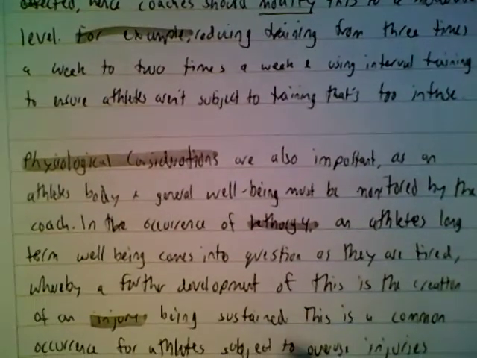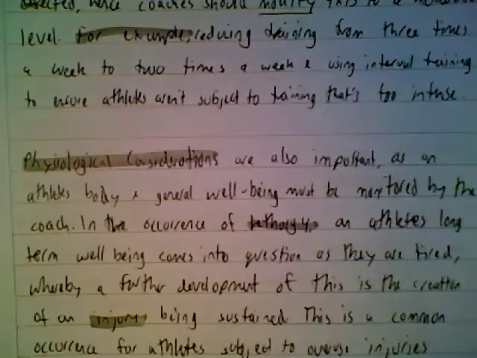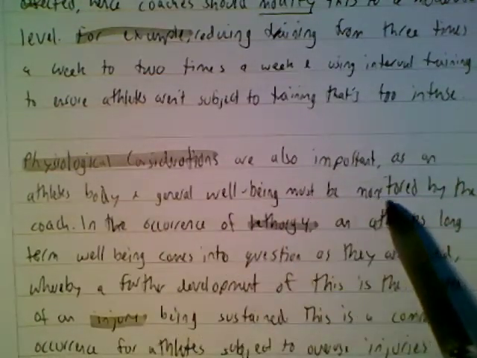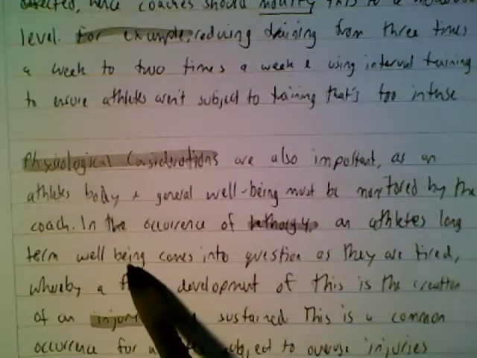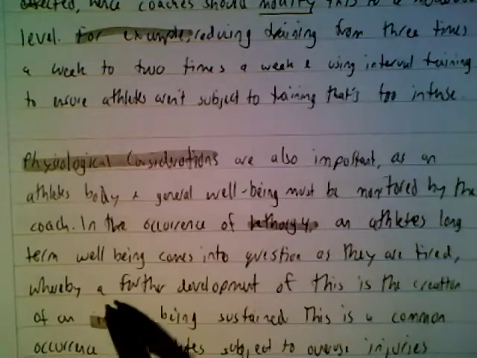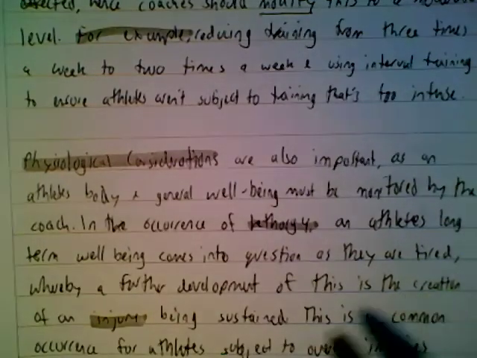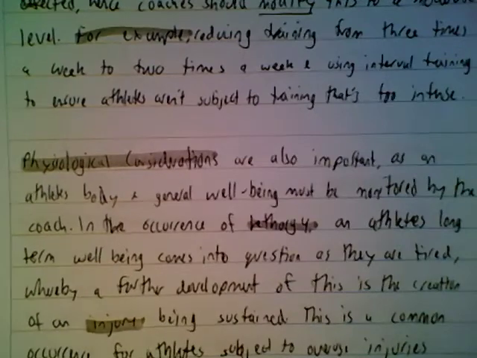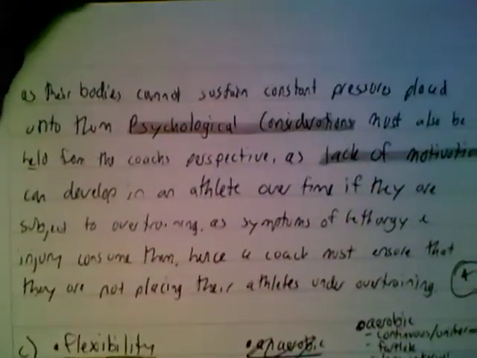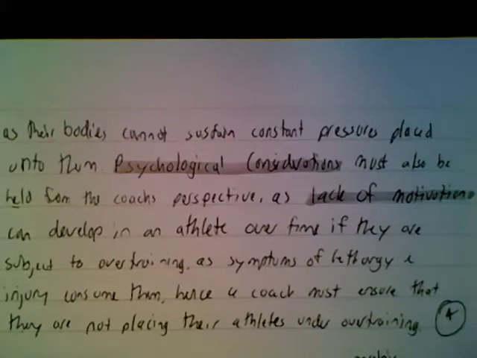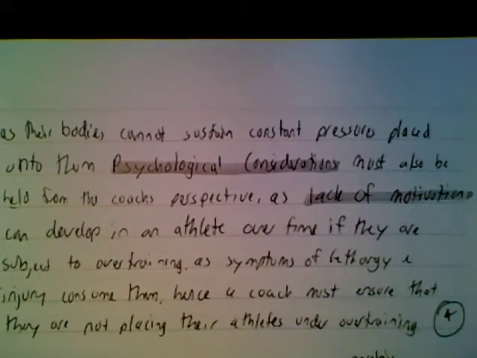We go further down. The physiological considerations are also important, as the athlete's body and general well-being must be monitored by the coach. In the occurrence of lethargy, an athlete's long-term well-being comes into question as they are tired, whereby a further development of this is an injury being sustained. So we're starting to look at things which we need to fix up in terms of the training program, which the coaches needed to do. All right, so that's why so far there is a much better answer, because it's looking at the parts of the question which is asking about dealing with an athlete that's overtrained.